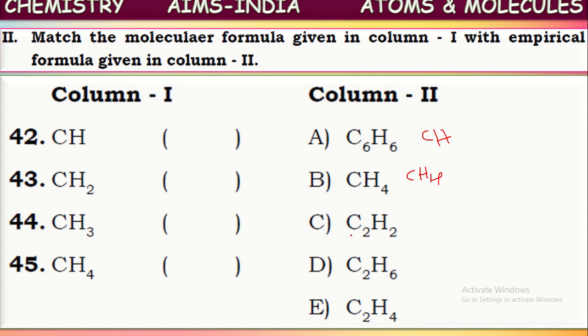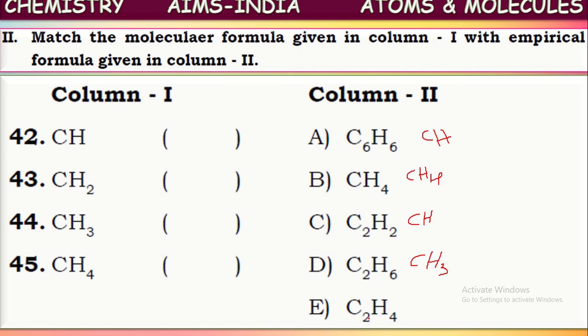See here the third one, C2H2, which is called acetylene. If you remove the common factor 2 from these number of atoms, the empirical formula will be obtained as CH for this. See the fourth one, C2H6, which is called ethane. If you remove the common factor 2 from these two number of atoms, it becomes CH3. CH3 is its empirical formula.